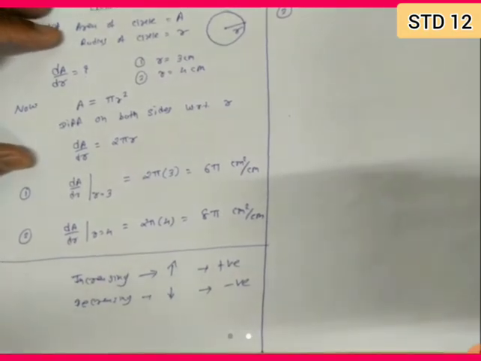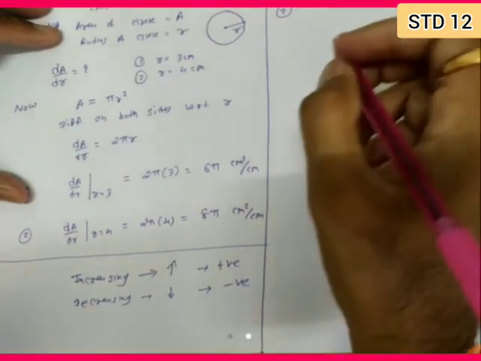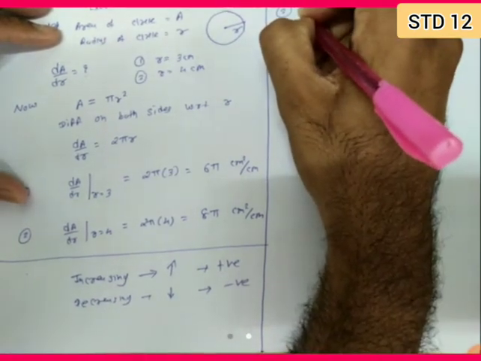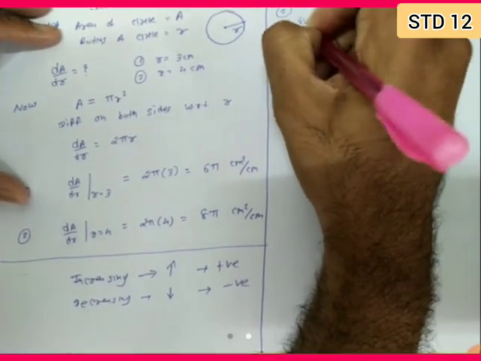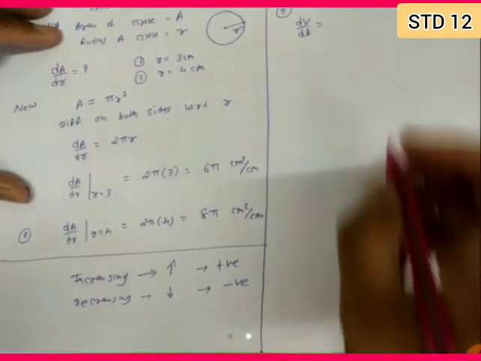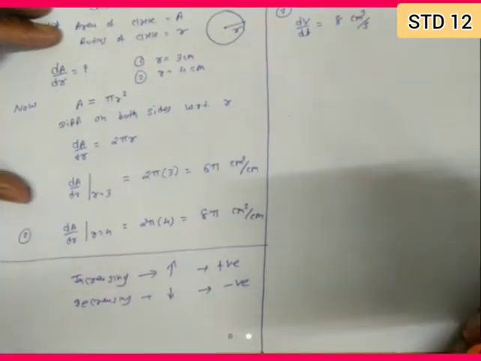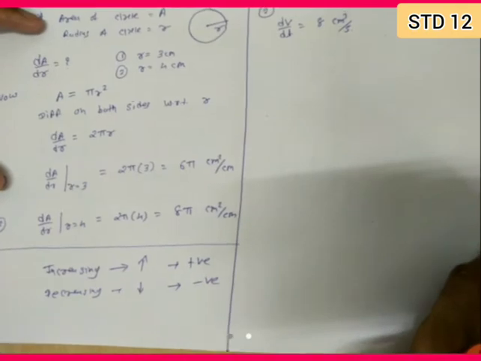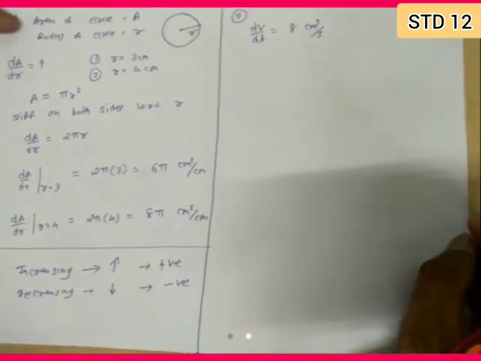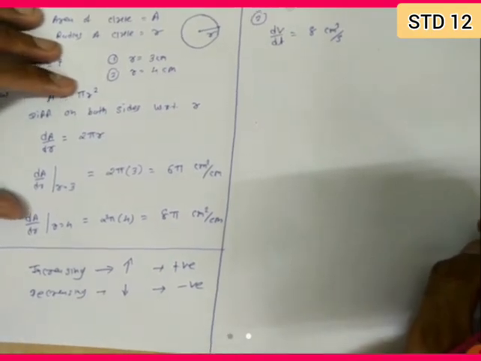Now, the question number 2. The volume of cube is increasing at the rate of 8 centimeter cube per second. So rate of change of volume is given. So dV by dt, volume is changed. That is 8 centimeter cube per second. The rate of change of volume with respect to time is given. So dV by dt is equal to 8 centimeter cube per second.